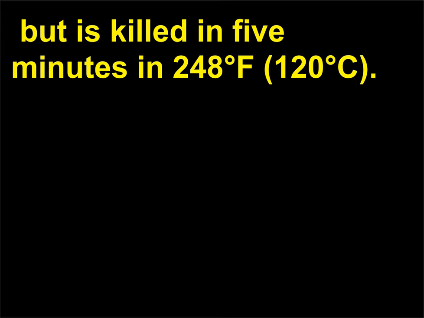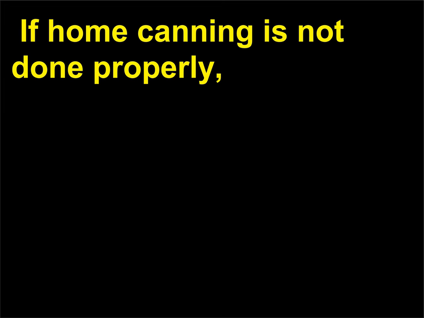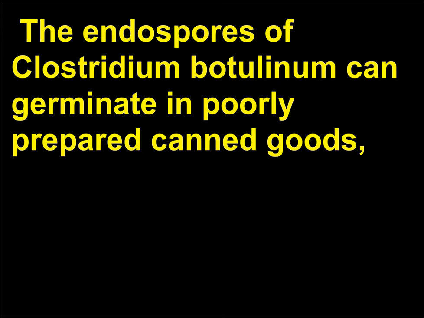This tolerance makes Clostridium botulinum a serious concern for people who can vegetables at home, if home canning is not done properly. This bacterium will grow in the anaerobic conditions of the sealed container and create extremely poisonous food. The endospores of Clostridium botulinum can germinate in poorly prepared canned goods.